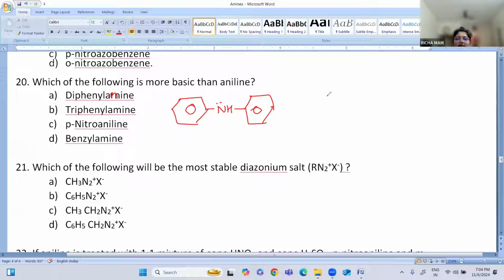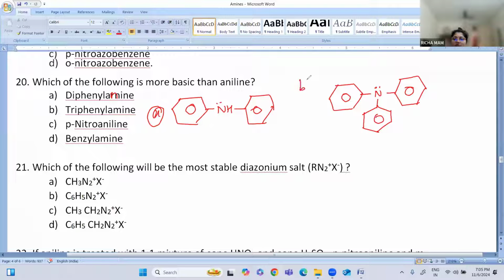Then triphenyl. Triphenyl means all the hydrogen atoms are replaced by phenyl groups. So this is a triphenylamine. So this is option number A. This is option number B.